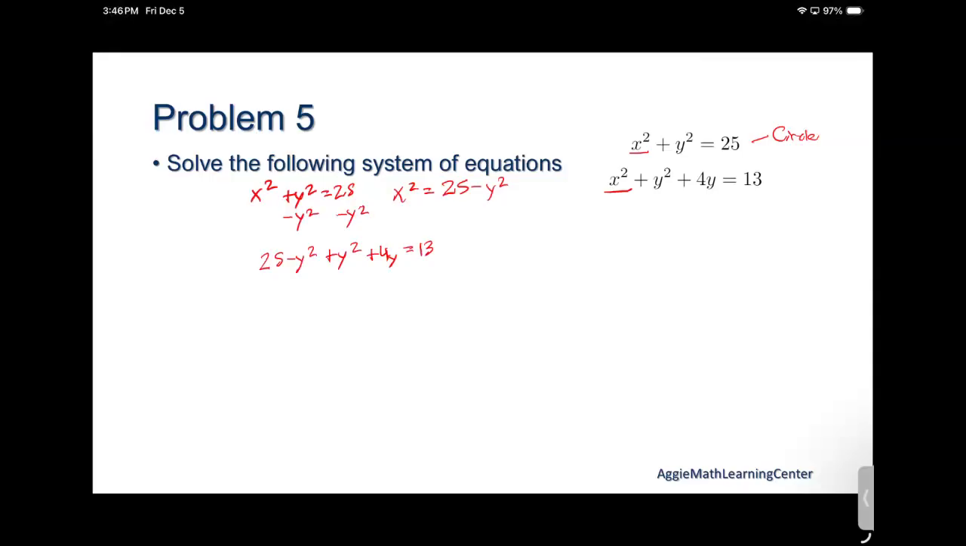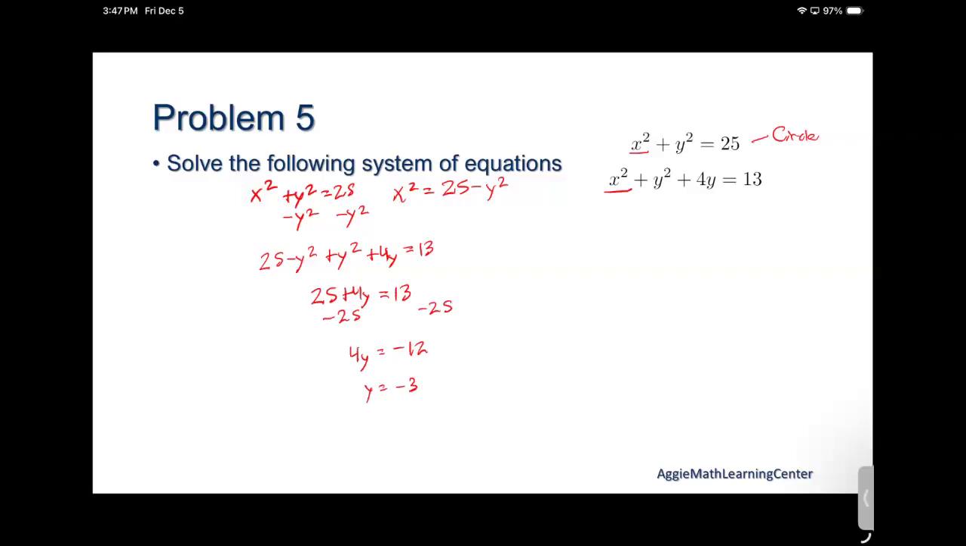Now we can add the terms together. Negative y squared plus y squared equals 0. So then we're left with 25 plus 4y equals 13. With this, we can solve for y. So we can subtract 25 from both sides, so we get 4y is equal to negative 12, and we can get y is equal to negative 3. Now that we have our value for y, we can plug it back in and solve for x.